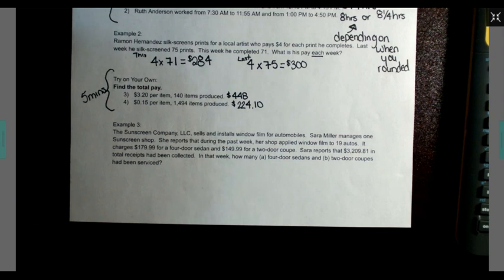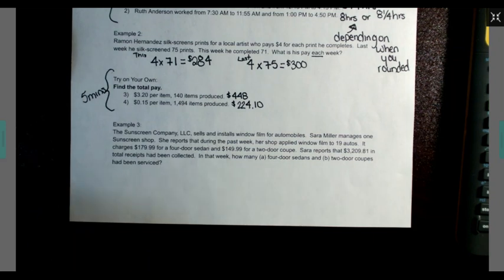It charges $179.99 for a four-door sedan and $149.99 for a two-door coupe. Sarah reports that $3,209.81 in total receipts have been collected. In that week, how many A, four-door sedans, and B, two-door coupes had been serviced?